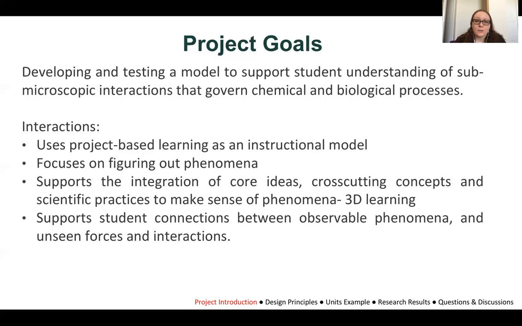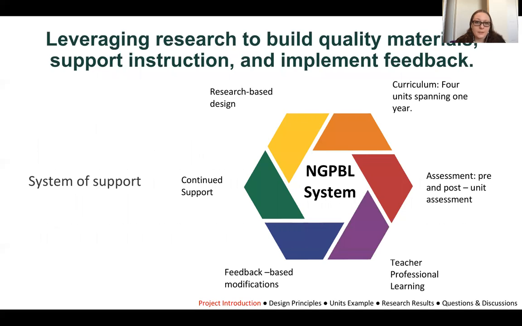And so during the development of our curricula, we had a couple of principles that we really focused on. So we wanted this curriculum to use project-based learning as an instructional model, to focus on the figuring out of large observable phenomena, to support the integration of the 3 dimensions in having students make sense of these phenomena, and to support student connections between those observable phenomena and those unseen forces and interactions.